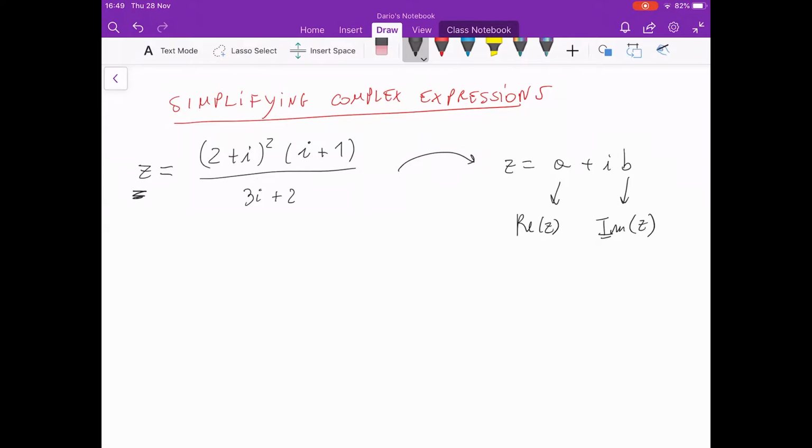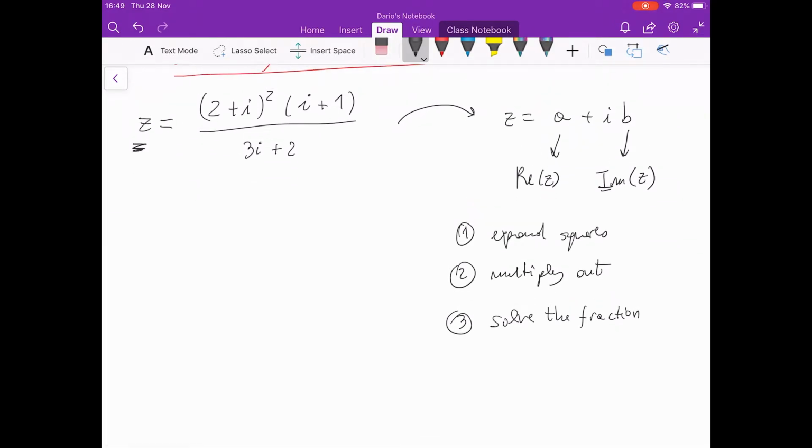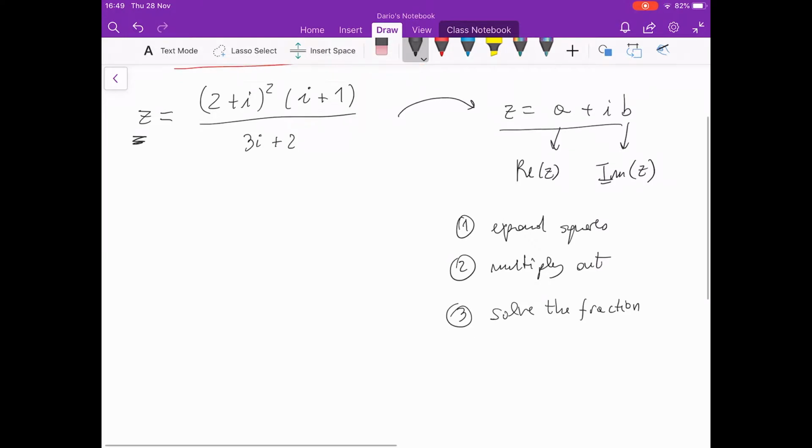Okay, so how do we do that? Usually in this type of exercise, we always do three things. The first one is to expand any squares, and then we are going to multiply out any brackets, and finally we're going to solve the fraction. It's not actually solving it, but we're going to rewrite it in a way that makes it look like this form that I've written up here on the right.